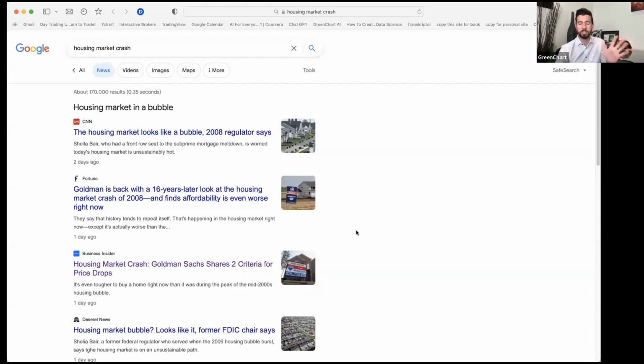Here it is. So here's the housing market from the news's perspective. I typed it in as clear as you possibly could. I went into Google, I said, housing market crash. And if you go through this, it's fascinating how the news is spinning any negative news about the housing market.